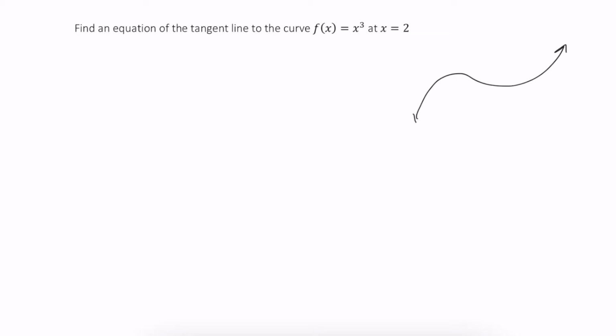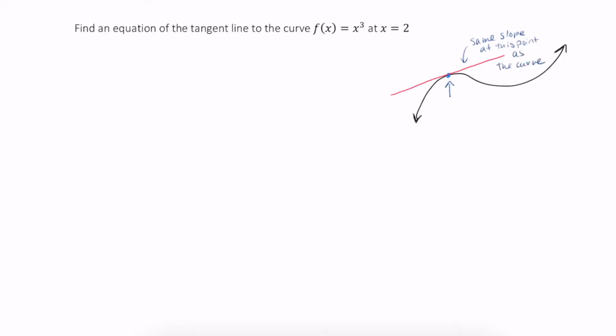So here I'm just going to sketch any graph, not necessarily the graph of the function we're working with. And the tangent line to this function, say at this point, is the line that intersects the function at this point here, which also has the same slope as the curve. So this red line has the same slope at this point as the curve.